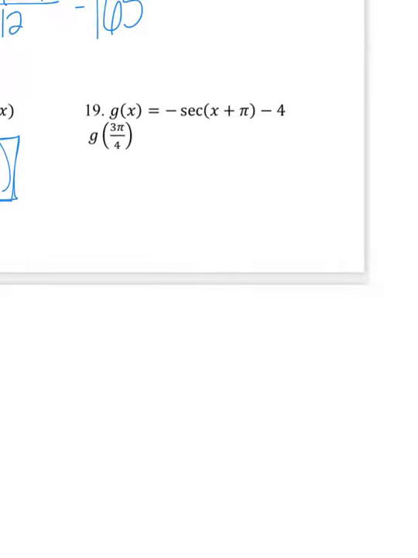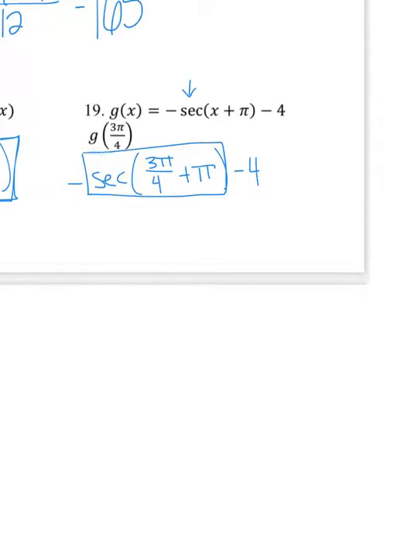And then lastly, number 19. Number 19, secant, that is a reciprocal function. So we have negative secant of 3 pi over 4 plus pi, and then minus 4. I can't type this into my calculator because there is no secant function.